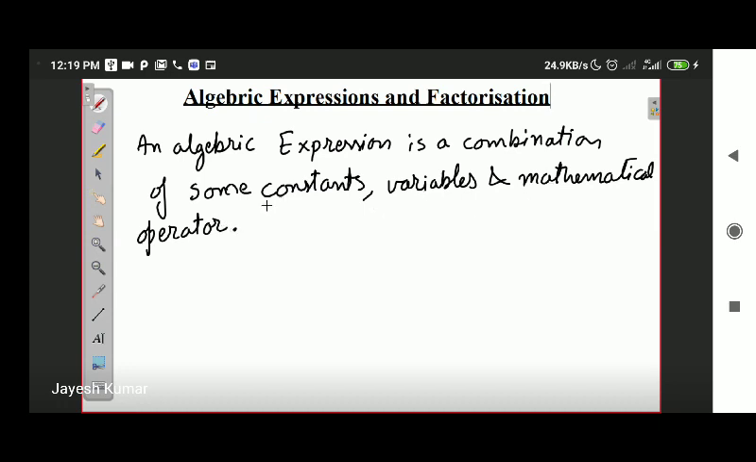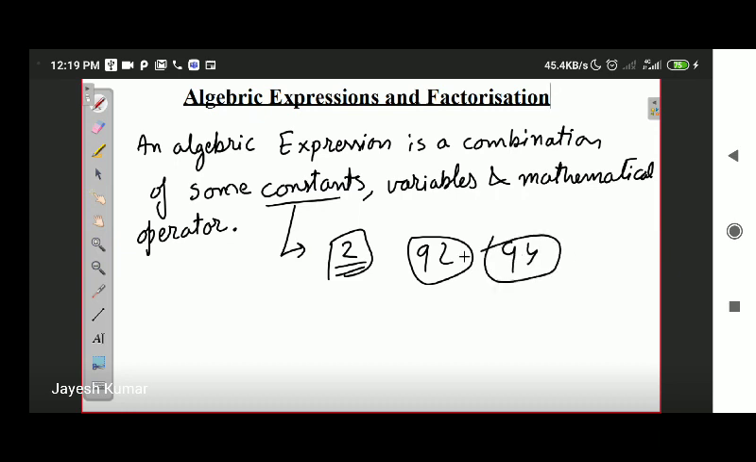Constants are the numbers that we use on the number line, the real numbers. You can easily say this is the exact value, this is the constant value. For example, if I say 2, then 2 is a constant. 94 is also a constant, 92 is also a constant. These are all constants. What are variables?